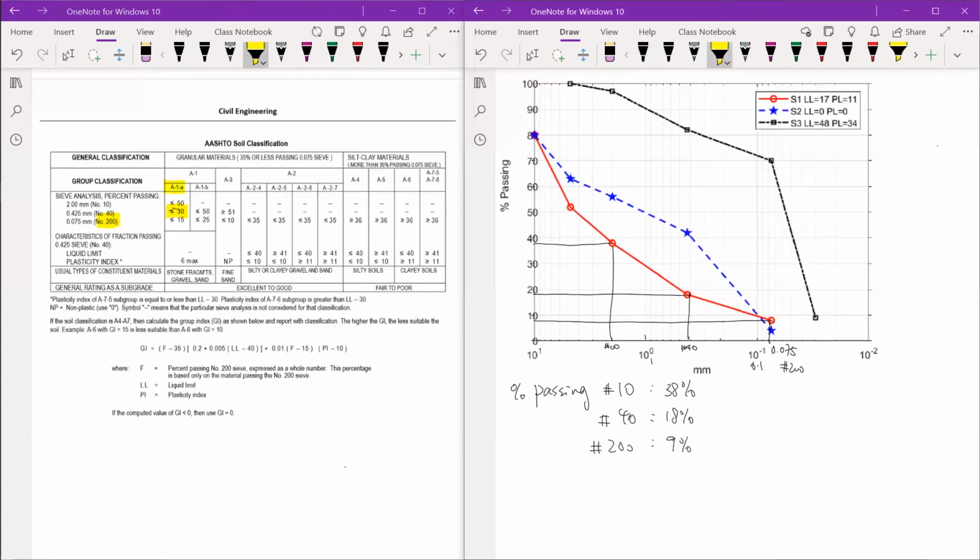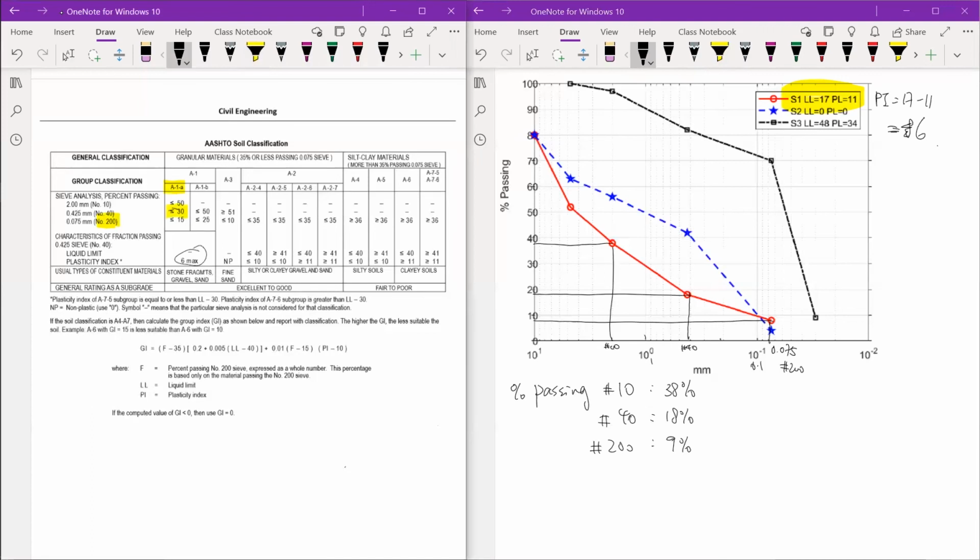Before final confirmation, let's check the plasticity index. We are getting a liquid limit of 17 and a plastic limit of 11. The difference of the two gives us the PI, the plasticity index value. So PI equals 17 minus 11, which is 6. That fulfills the requirement of being a maximum of 6.